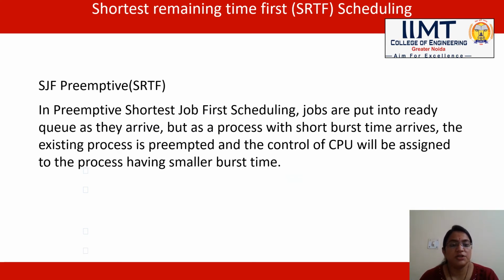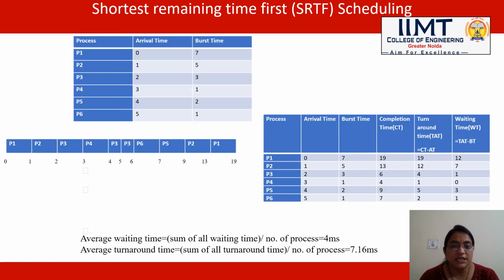Preemptive shortest job first means shortest remaining time first. In preemptive shortest job first scheduling, jobs are put into the ready queue as they arrive. But when a process with a shorter burst time arrives, the existing process is preempted and control of the CPU is assigned to the process having the smaller burst time. So this is the example of shortest remaining time first scheduling. In this example, we have processes P1, P2, P3, P4, P5, P6 along with their arrival time and burst time.